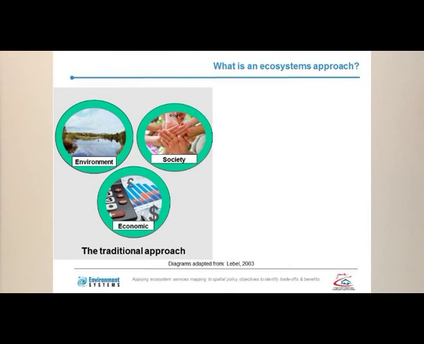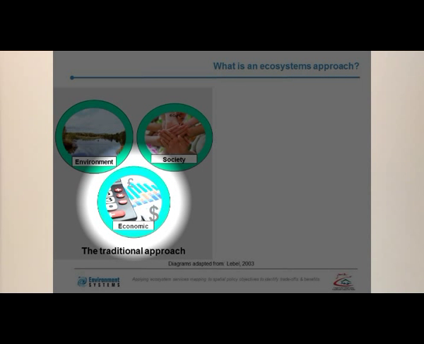So what is this ecosystem approach? Well, this slide shows an example of the traditional approach. If an area of land was to be identified as having the potential for development, each of the 3 drivers, environment, economy and society, would be viewed in isolation. So if we were looking at siting a factory, we'd look at the economic benefit, and the environment would only be taken into consideration in terms of constraints.